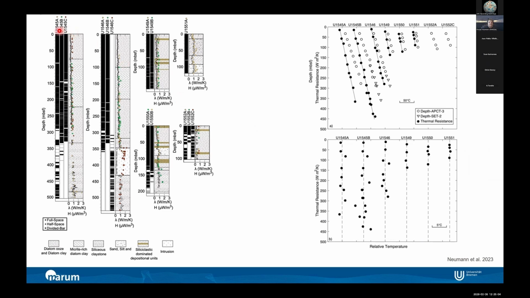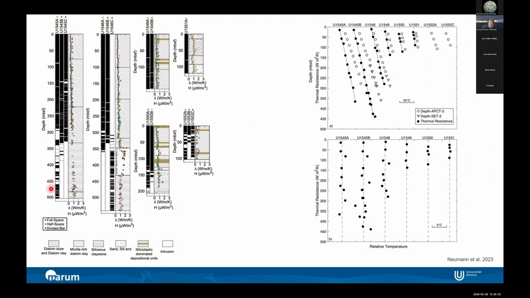And yeah, the colors correspond to the different holes and to the different types of thermal conductivity measurements. For the different units, we made some thermal conductivity measurements with needle probe, full space, half space, and then back in the lab we measured some samples with the divided bar method.